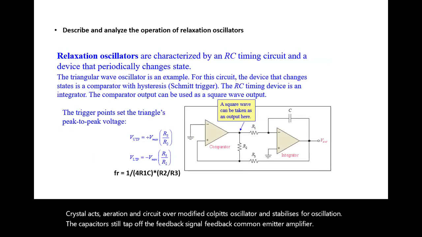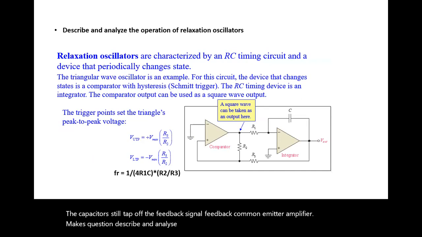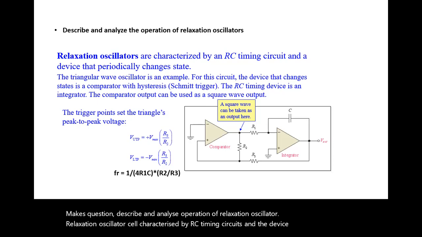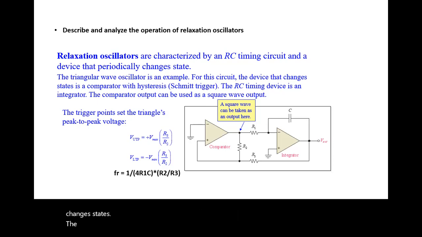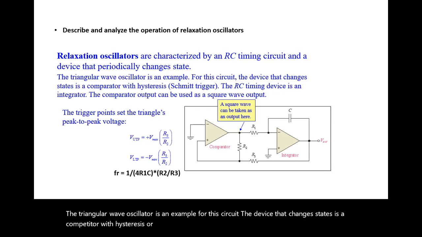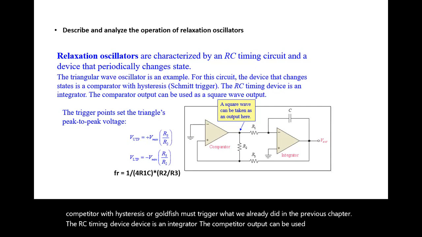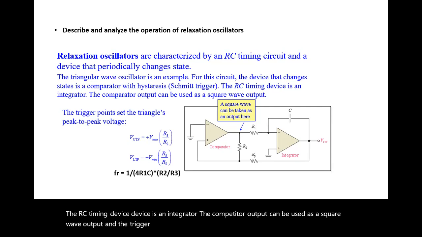Next question: describe and analyze the operation of a relaxation oscillator. Relaxation oscillators are characterized by RC timing circuits and a device that periodically changes states. A triangular wave oscillator is an example of this circuit. The device that changes states is a comparator with hysteresis, or Schmitt trigger, which we already did in the previous chapter. The RC timing device is an integrator. The comparator output can be used as a square wave output, and the trigger points set the triangular peak-to-peak voltages.